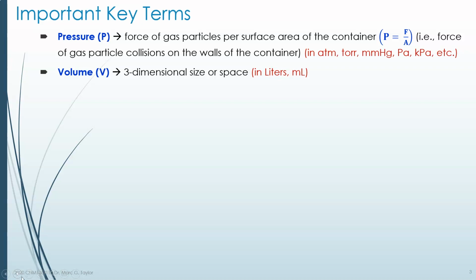And we can measure this in atmospheres of pressure, torr, or millimeters of mercury, and those two units are exactly the same. This was a unit devised by an Italian scientist named Torricelli, so the millimeter of mercury is also named torr in his honor. The Pascal and the kilopascal are the metric unit of pressure.